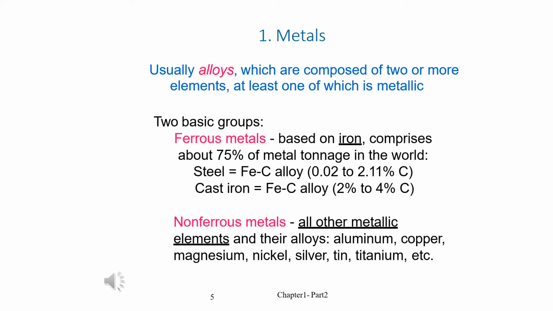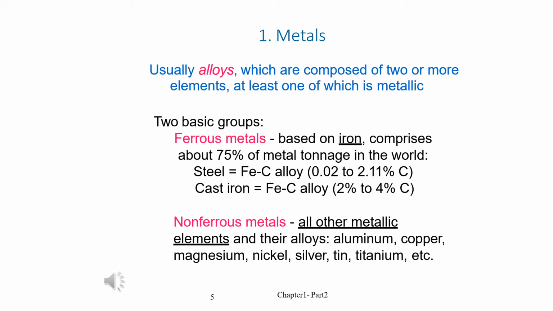Big one is steel, right? And that's got just a little bit of carbon in it, 0.02 to 2.11%. I'll let the metallurgy class talk a little bit about why that's good. And then you got cast iron. Basically, you got the same elements, but in different proportions, 2% up to about 4% carbon. Again, I'll let metallurgy talk about that a bit. Then you got the non-ferrous. Again, this is anything that doesn't have iron in it. So you got aluminum, copper, magnesium, nickel, silver, tin, titanium, etc.